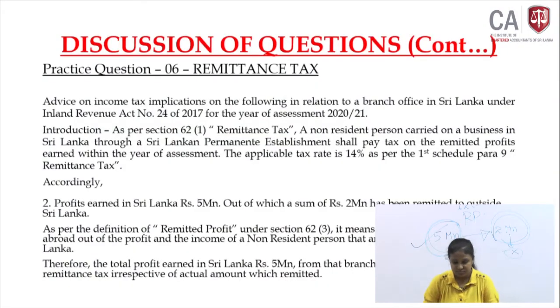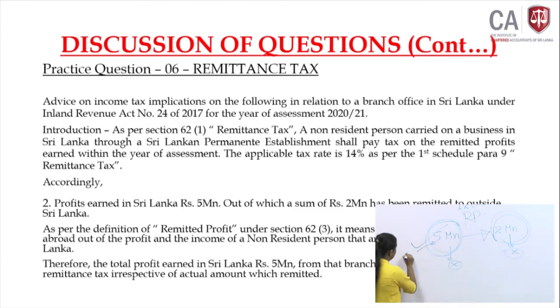Okay. Come to this one. As per the definition of remitted profit under section 62 subsection 3, it means the amount remitted or retained abroad out of the profit and income of the non-resident person. What is the profit of that non-resident person for the year of assessment 2021? It is 5 million, not the 2 million. Okay.